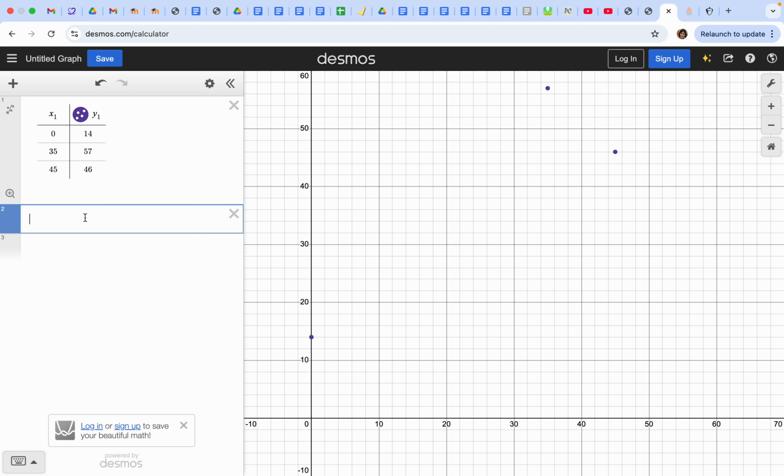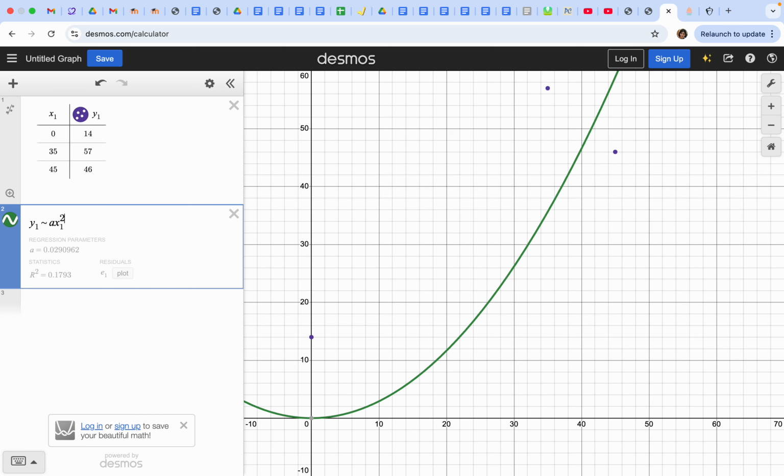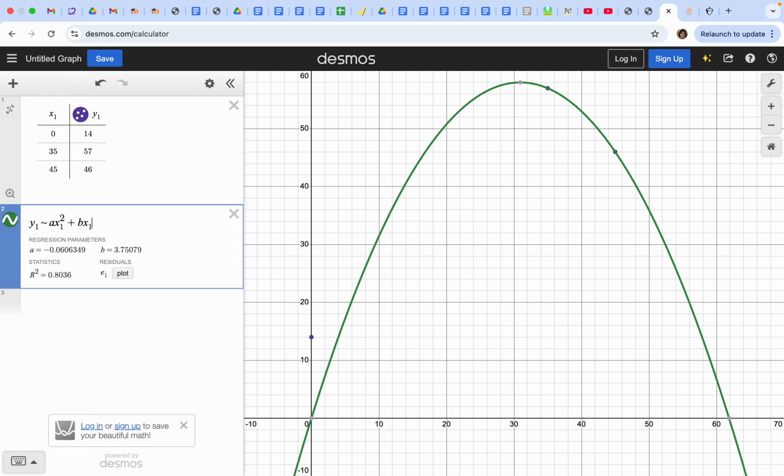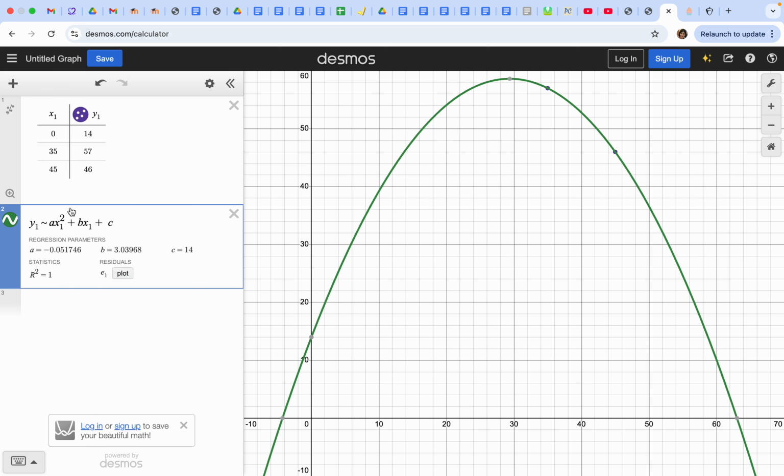To have Desmos do this, we worked on this on some projects through the year, but I used y sub 1. And I use the little squiggly, and then this is going to be a x sub 1 squared plus b x sub 1 plus c. Now, why am I using the sub 1s?